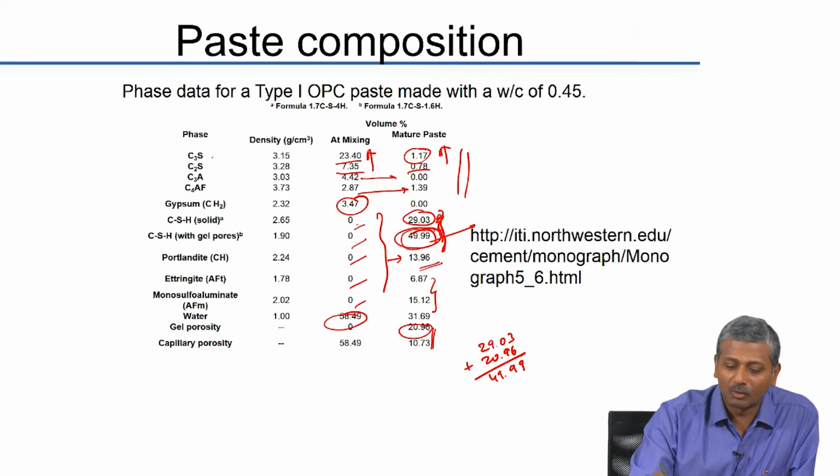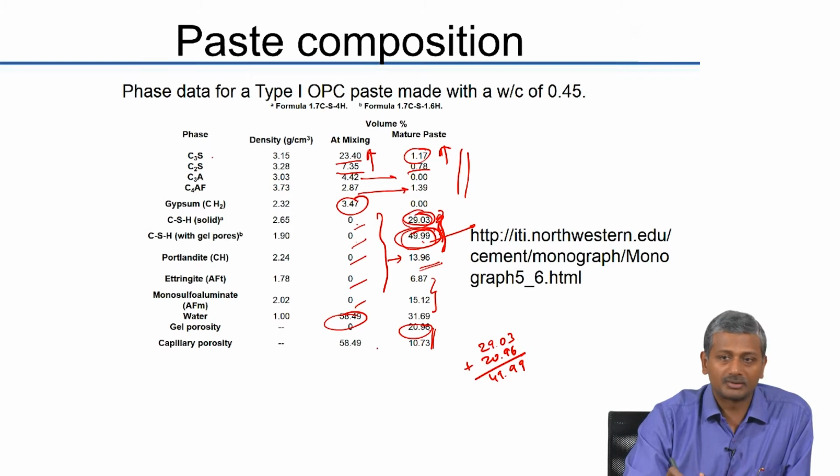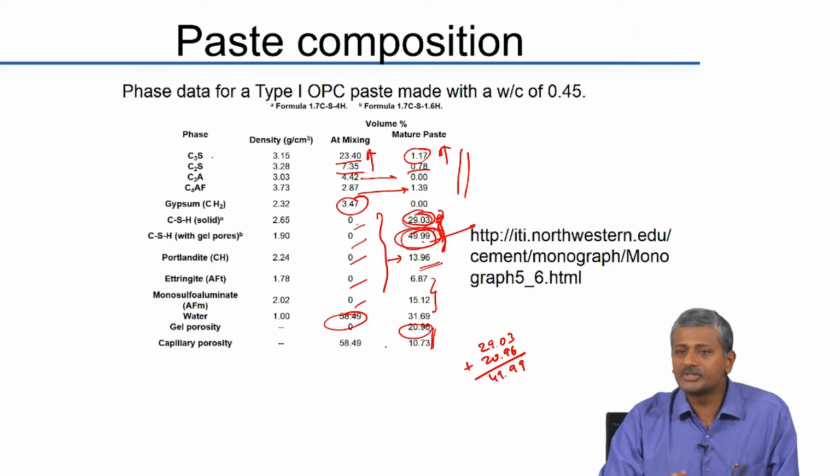So you have to take this 49.99 separately. This 29.03 is the volume of the solid CSH without the pores. Okay, this is just an example.